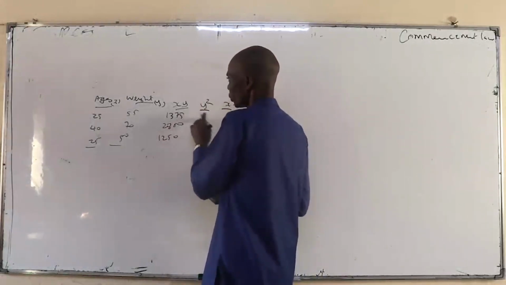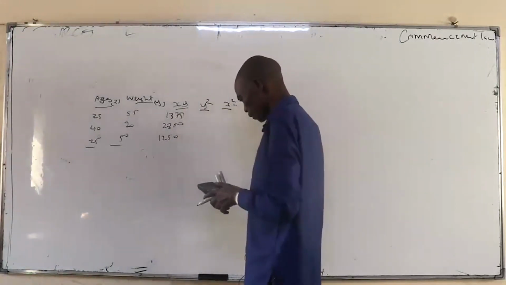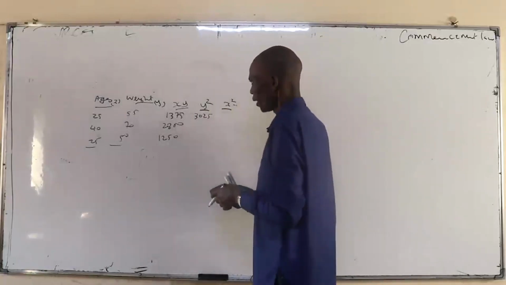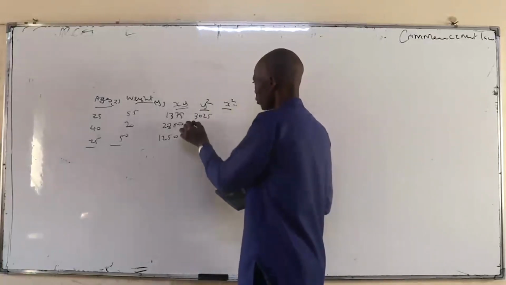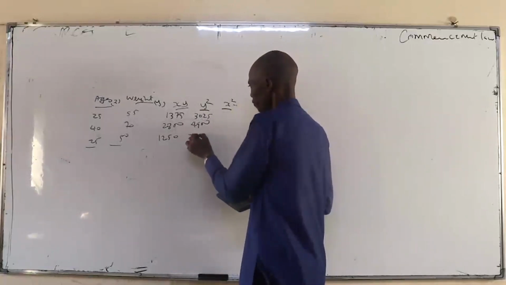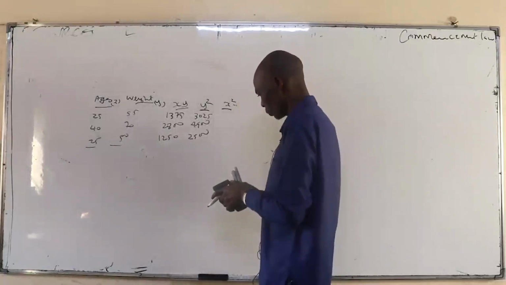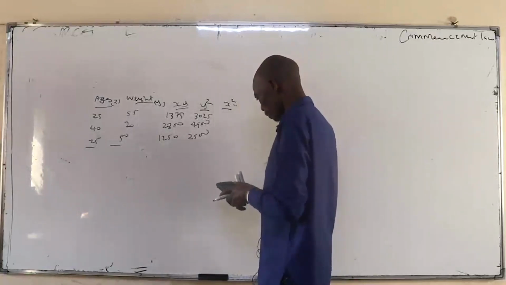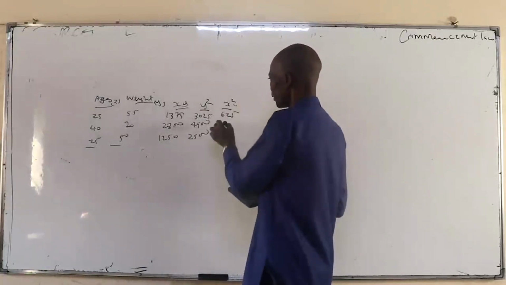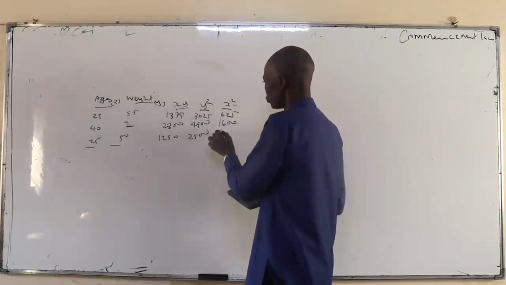Again, we have y squared, which is this 55 squared. 55 squared gives you 3025. We have 70 squared, which gives you 4900. We have 50 squared, gives you 2500. We have x squared. X squared is actually 25 squared. 25 squared gives you 625. Then we have 40 squared gives you 1600. And 25 squared also gives you 625.